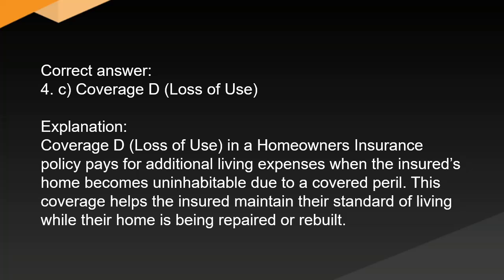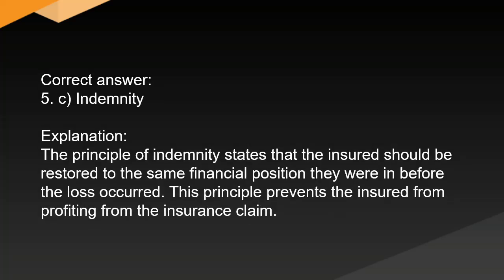Correct answer. C. Coverage D. Loss of use. Explanation. Coverage D. Loss of use in a homeowner's insurance policy pays for additional living expenses when the insured's home becomes uninhabitable due to covered peril. This coverage helps the insured maintain their standard of living while their home is being repaired or rebuilt. Correct answer. C. Indemnity.